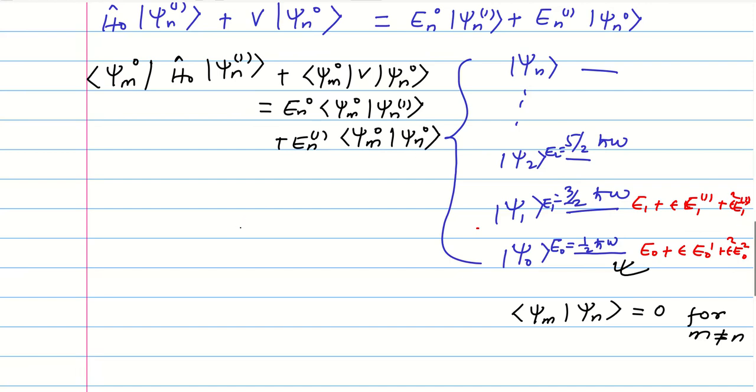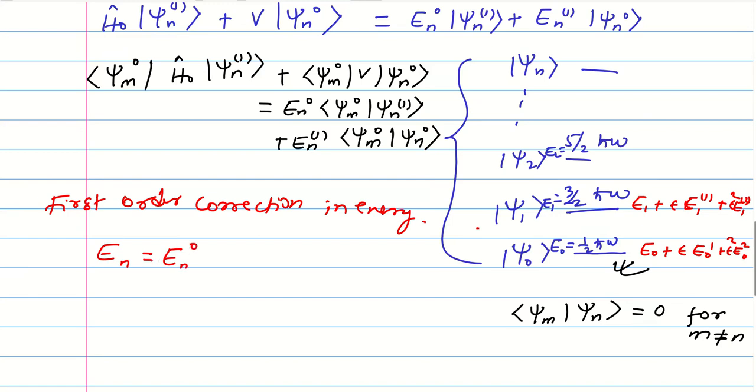Now you see, we want first order correction in energy. Means what? Means you take any nth state. So if it is unperturbed, you will get this one. Unperturbed means it is exactly solvable, right?